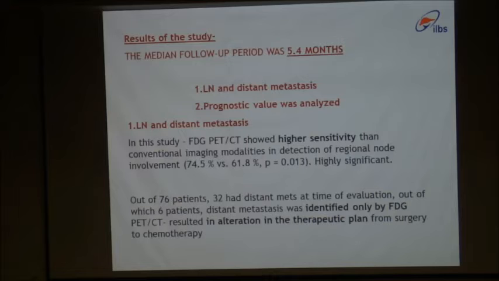In lymph node metastasis, in this study, FDG-PET-CT showed higher sensitivity than the conventional imaging modalities in detection of regional lymph node involvement. It was 74% versus 61%. The p-value was 0.013, which is significant. Out of 76 patients, 32 had distant metastasis at the time of evaluation, out of which in 6 patients distant metastasis was identified only by FDG-PET-CT, resulting in alteration in the therapeutic plan from surgery to chemotherapy.